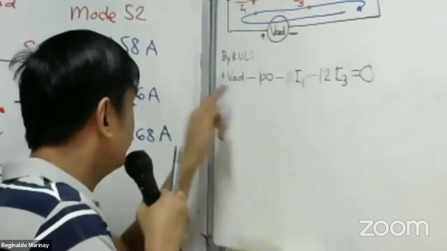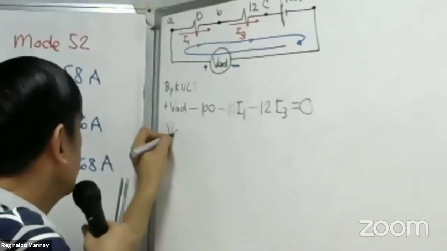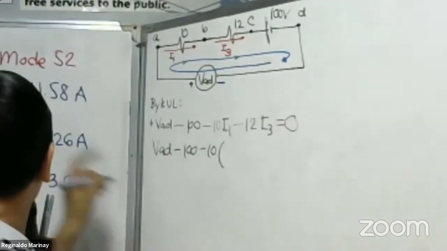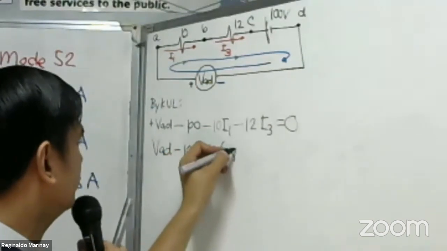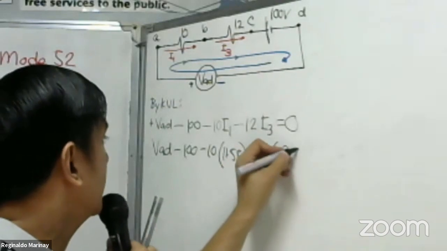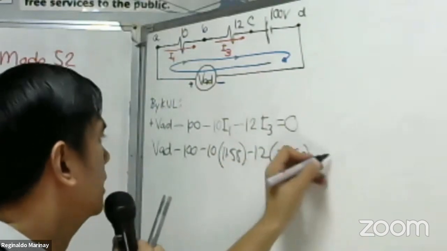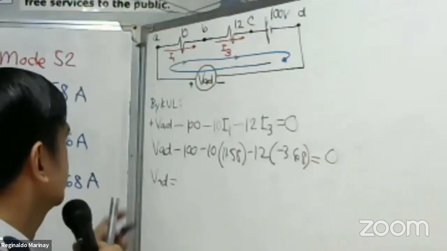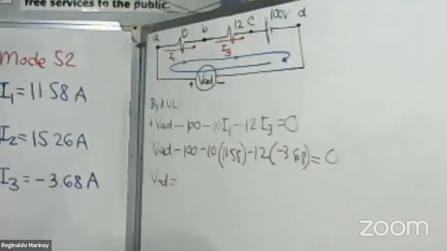Okay. So, we have VAD minus 100 minus 10 times what is our I sub 1? That is 11.58, then minus 12, then multiplied by negative 3.68. That is equal to 0. We just have to manipulate this in our calculator. Use your calculator.